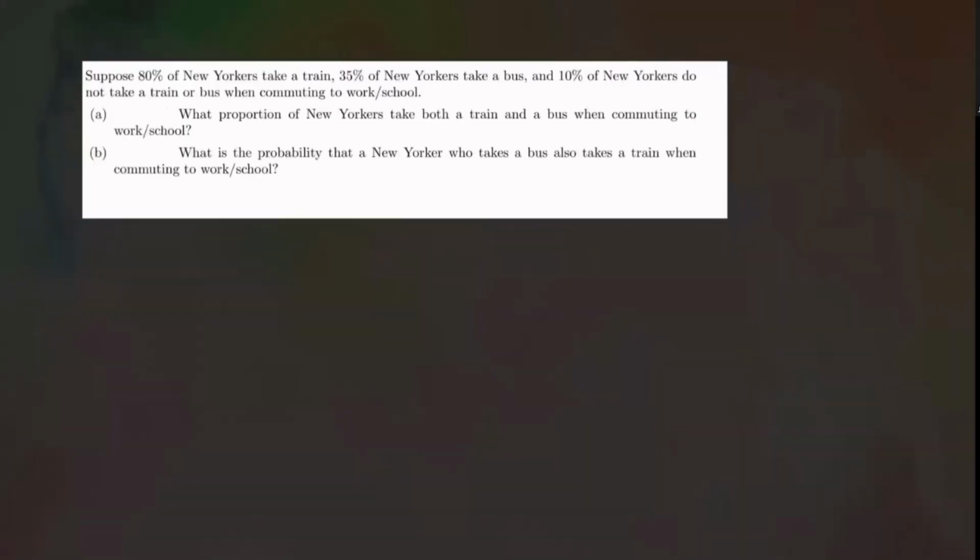Okay, so for the very first example, suppose 80% of New Yorkers take a train, 35% of New Yorkers take a bus, and 10% of New Yorkers do not take a train or bus when commuting to work or school. For part A, we want to determine what portion of New Yorkers take both a train and a bus when commuting to work or school. Part B, we will determine what is the probability that a New Yorker who takes a bus also takes a train when commuting to school or work.